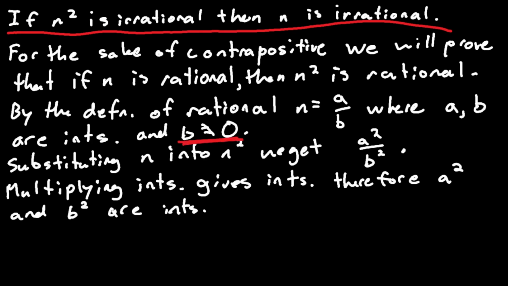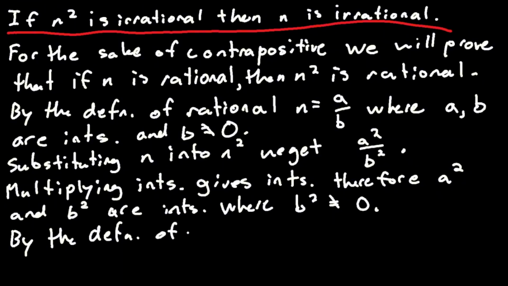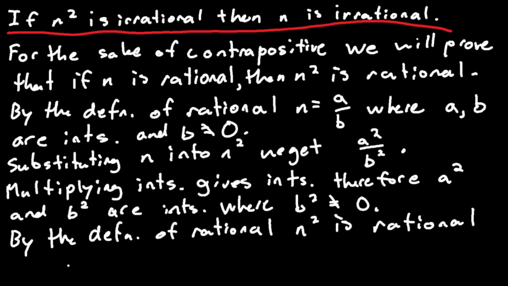I very easily forgot that. So hopefully you guys don't very easily forget that when you're taking your tests. But remember to put this, okay? Make sure you state that the bottom integer, the denominator integer, cannot equal 0. It's very important. Right? Are ints where b squared is not equal to 0. All right? Make sure you remember to state that. Okay? And we have proven this by the definition of rational. N squared is rational when n is rational. So this is our proof.